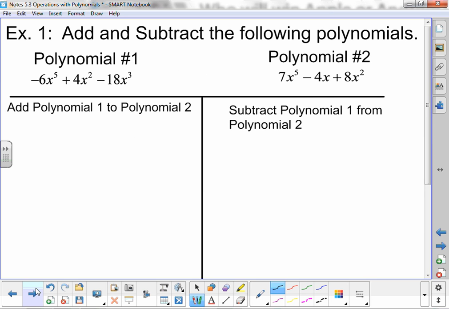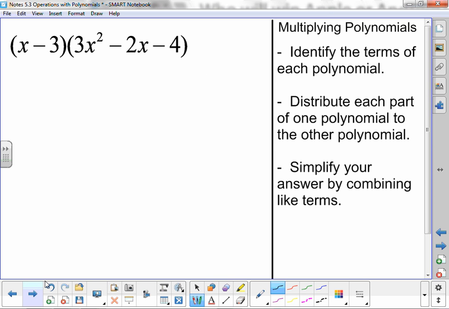We did this one in class. So let's go on to multiplying. So in order to multiply two polynomials, this one is a binomial because we have two terms, the x, and this is technically a negative 3, multiplied by a trinomial. So 1, 2, 3 terms. So what we're going to do right now is, first off, identify the terms of each polynomial. So we just did that. That's a binomial times a trinomial. Now we're going to distribute each part of one polynomial to the other polynomial. Simplify your answers by combining like terms.